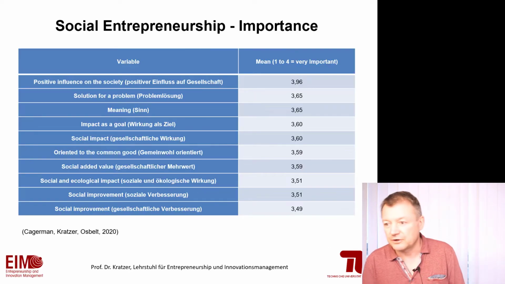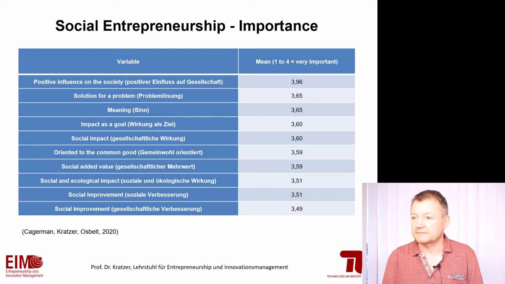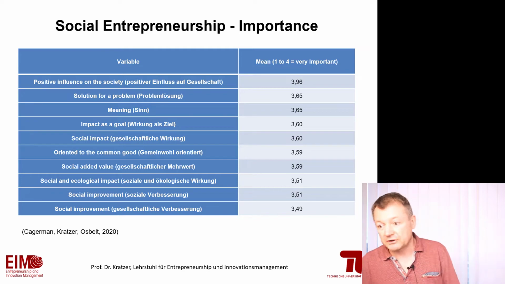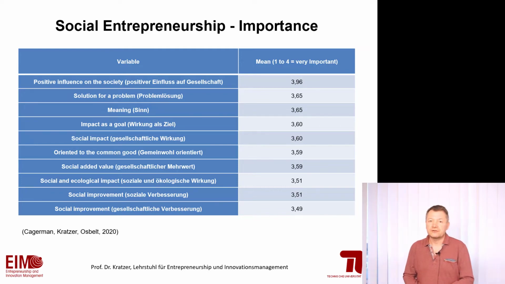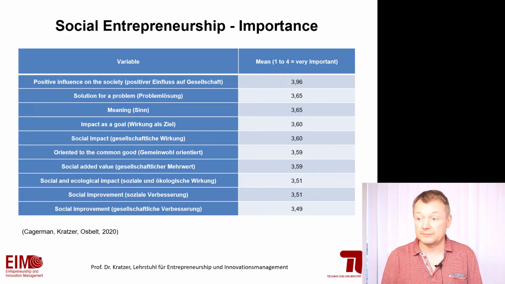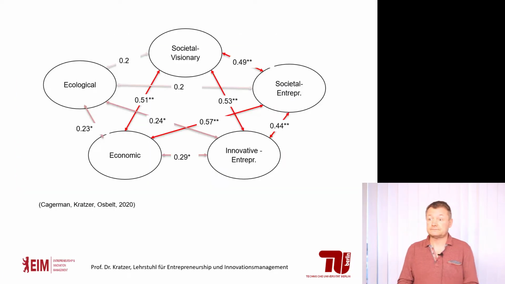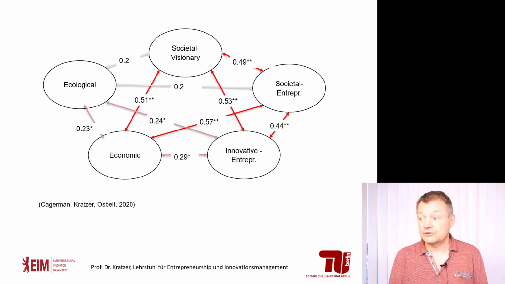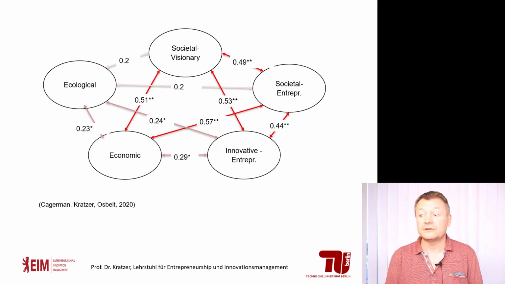Here are the 10 most indicated variables: a positive influence on society, solution for a problem, impact as a goal, social impact, but also environmental impact. So it's a very broad field mentioned. And if we run a factor analysis on that and try to group that somehow, we end up with all these variables grouped into societal visionary, societal entrepreneurial, innovative entrepreneurial, economic and ecological.